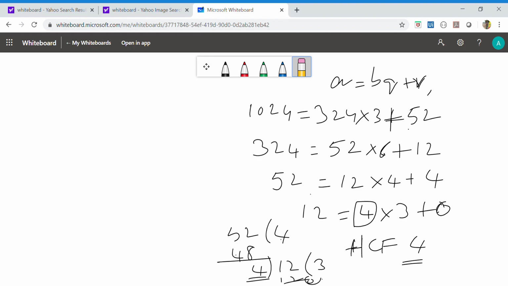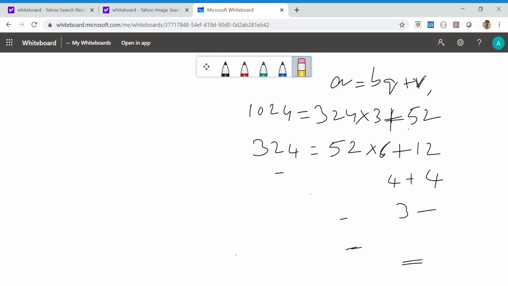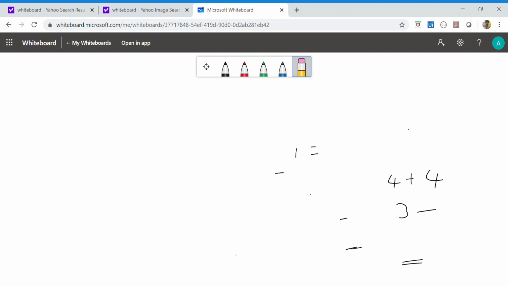Next I am going to discuss exercise 1.1 model sums. This is also the same model. If bigger numbers are there, we'll follow this. And the second sum is using Euclid's division lemma.